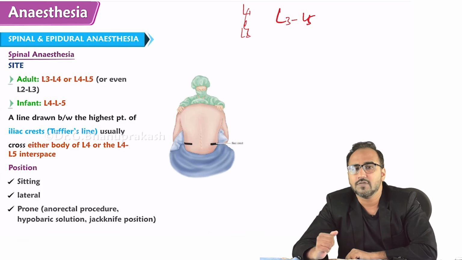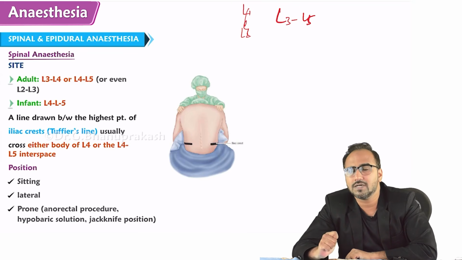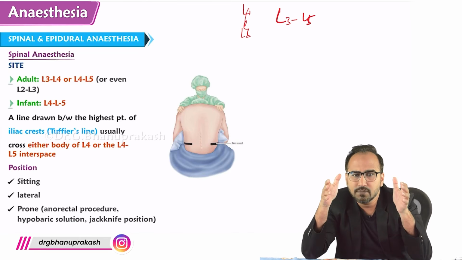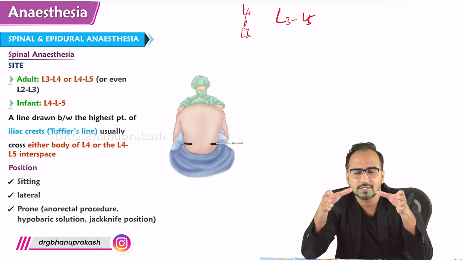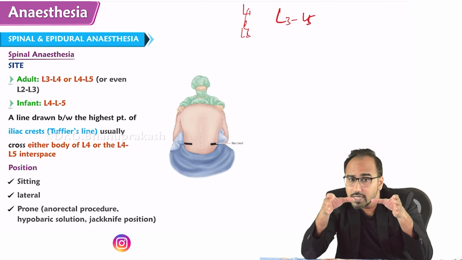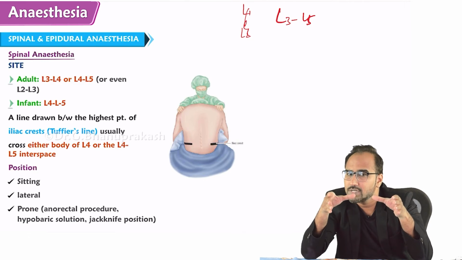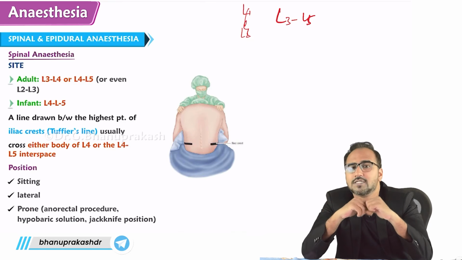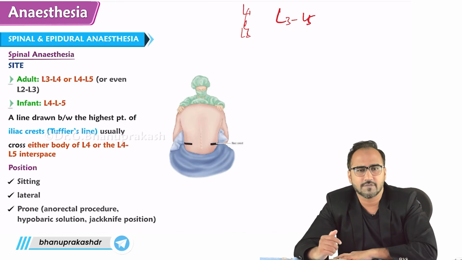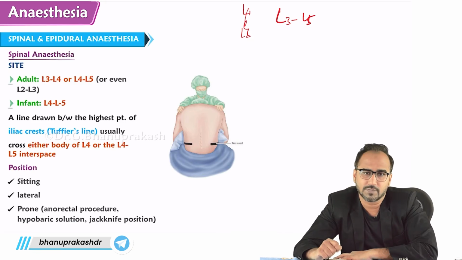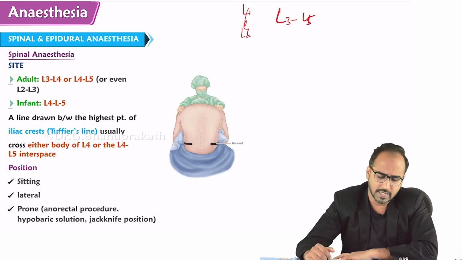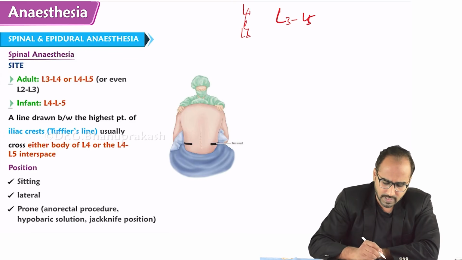So once again, guys, what are we discussing? We are discussing how to locate the site in spinal anesthesia. We stand behind the patient, we keep both hands on the highest point of the iliac crest, and thumbs like this. An imaginary line can be drawn between your thumbs. That imaginary line is called Tuffier's line, which indicates the L4, L5 space. In some patients, it indicates L3, L4. So it will be easy to identify the space with the help of Tuffier's line.